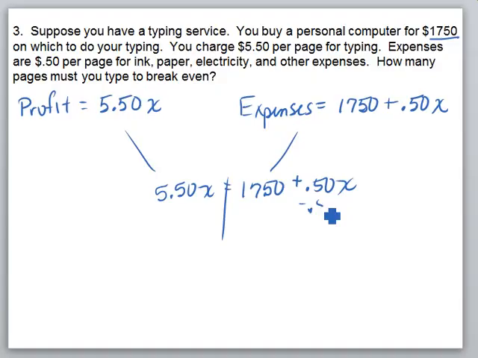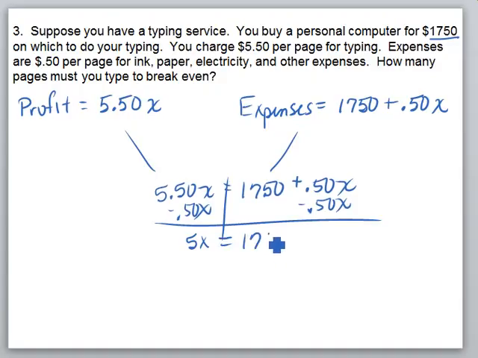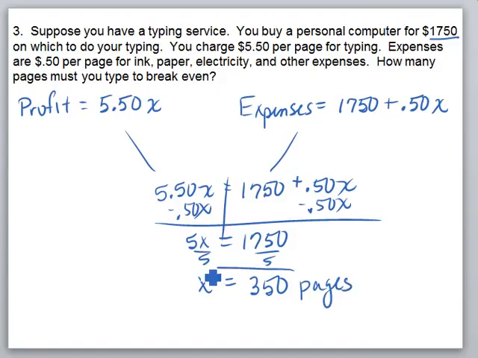And we'll go ahead and solve. Minus 50 cents off both sides, I get $5, or 5 times x equals 1,750. Divide by 5 on both sides. 1,750 divided by 5 is 350. This would be 350 pages that we would need to type.